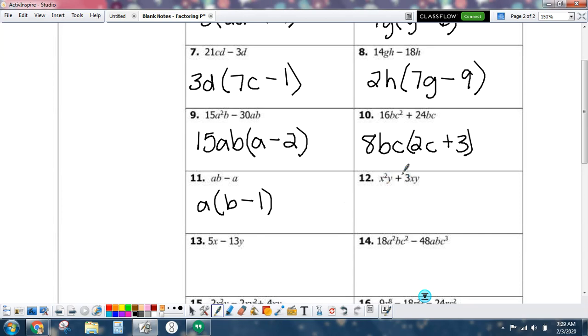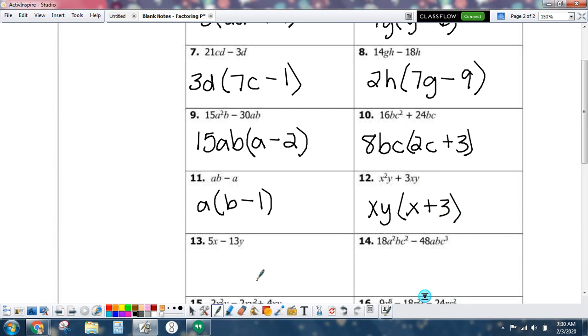All right, for 12, our greatest common factor here, we don't have any coefficients that are going to be the greatest common factor, so that 3 is going to stay on the inside. I have x squared, and I have x, so I'm going to put an x on the outside. And then I have y and y, so y is going to go on the outside too. And then I'm left with just one x on the inside, and then plus 3.